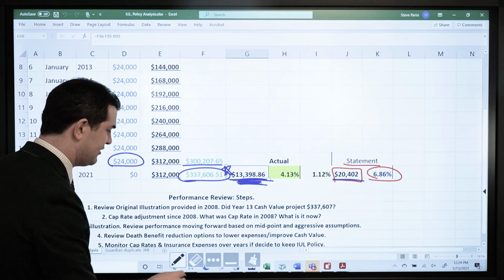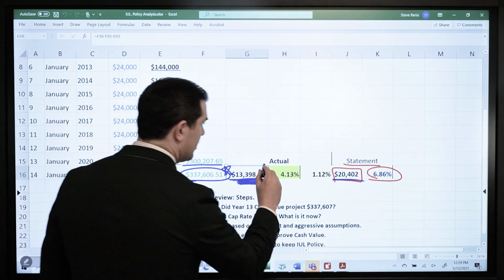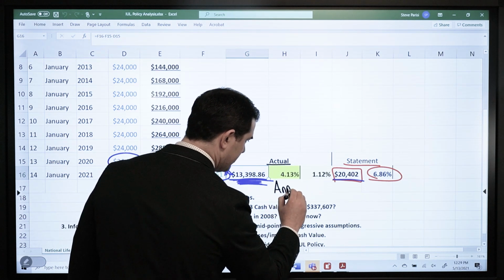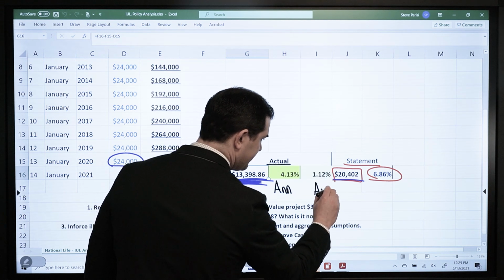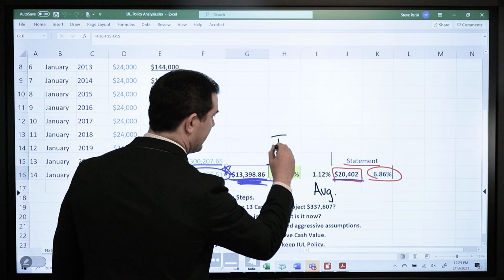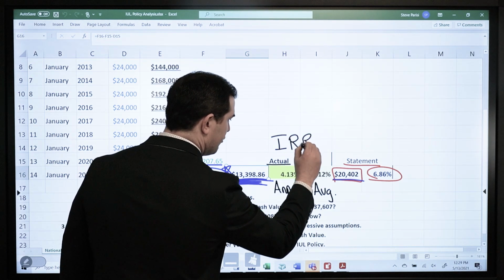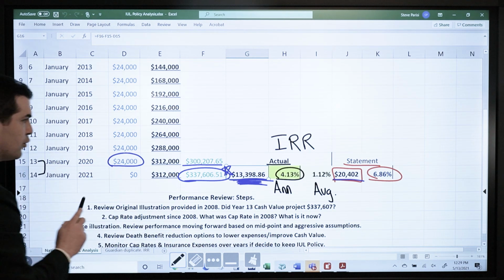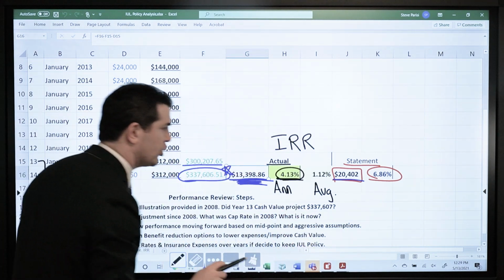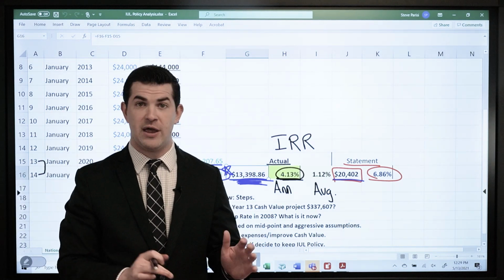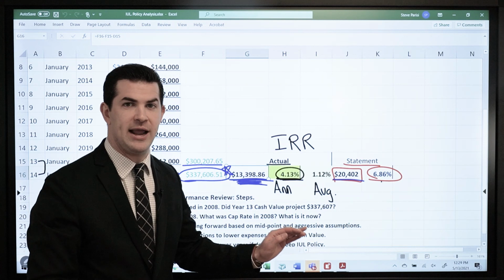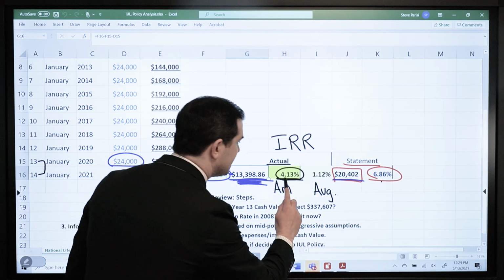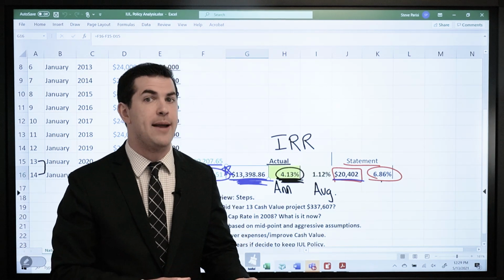Did I earn 6.86%? We've got two things here. Underneath actual, we've got the average, this one's the annual, and then the average internal rate of return. So what we got here, internal rate of return, year 13 to 14, he earned a net return of 4.13%. So for that particular year, the statement told me 6.86%. After all insurance expenses, mortality charges, everything, that was his actual net internal rate of return that particular year.